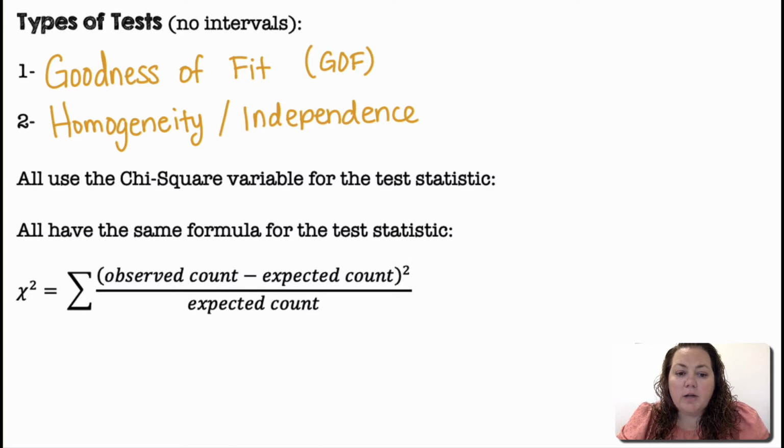They all use the chi-squared variable for their test statistic, and they all have the same formula for calculating that test statistic, which is the summation of the observed count minus the expected count squared, divided by the expected count.